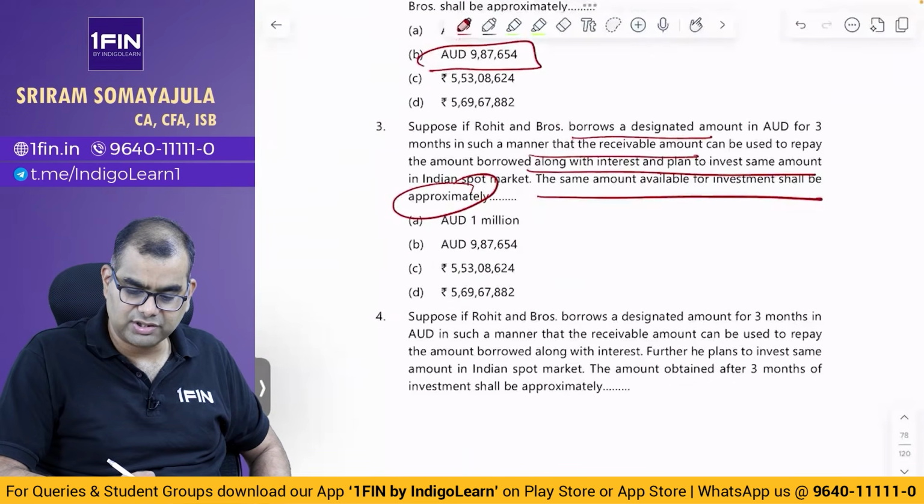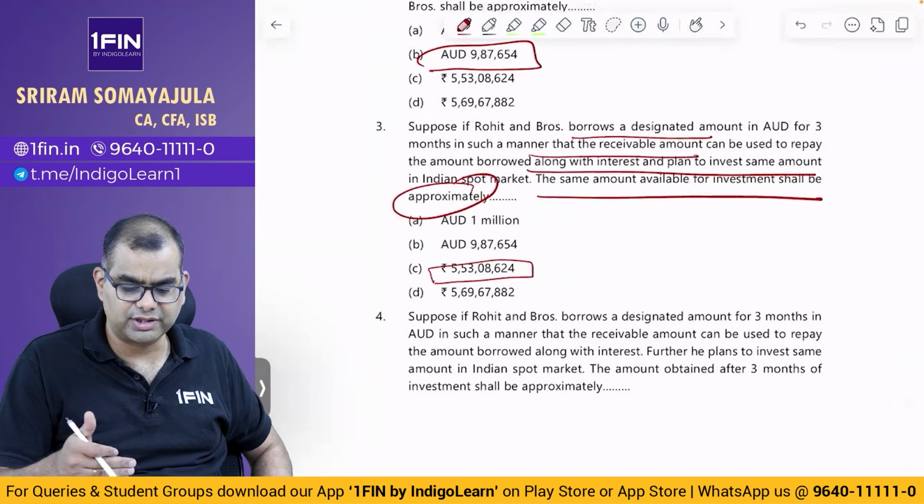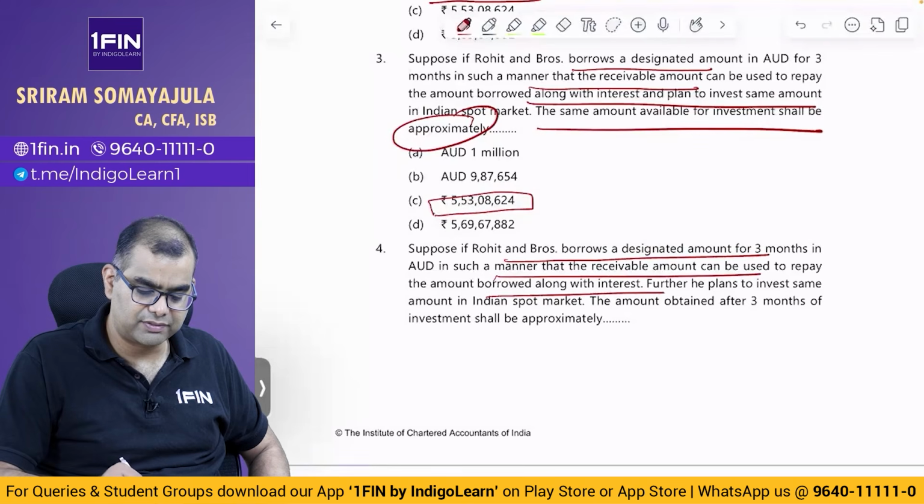So you multiply this with 56. You get 55308642. I got 8042 because I did not round it off. If you round it off, you'll get this. Then, if Rohit borrowed a designated amount for 3 months in such a manner that the receivable can be used to repay along with interest, and plans to invest the same in the Indian stock market, the amount obtained after 3 months.